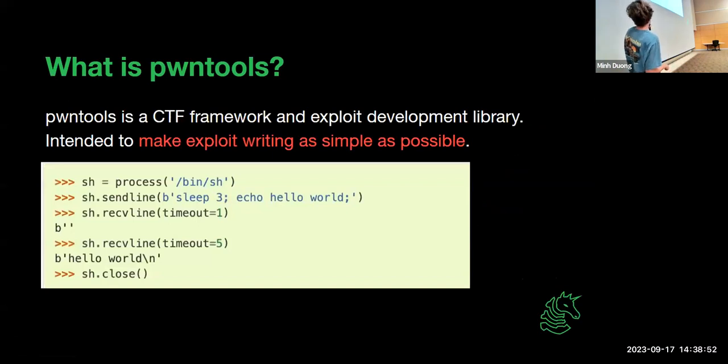So here's an example. They imported pwntools and they're using the process function. They're able to receive standard output from the program, and before or after they receive it, they're able to send a command and then receive the output. The idea here is that this is going to make your exploit writing as easy as possible.